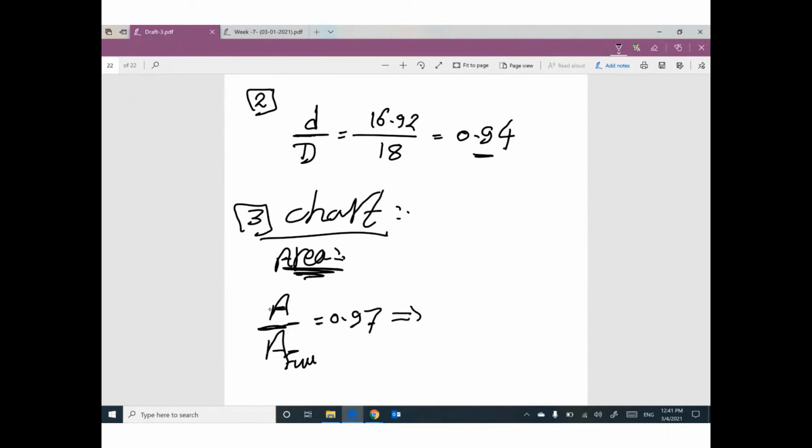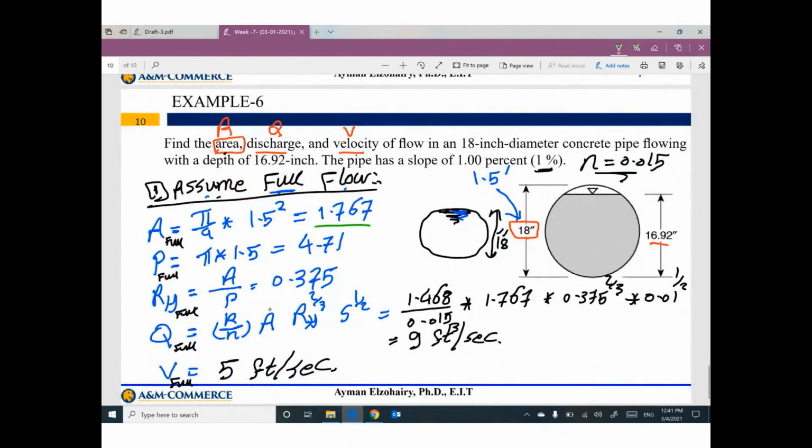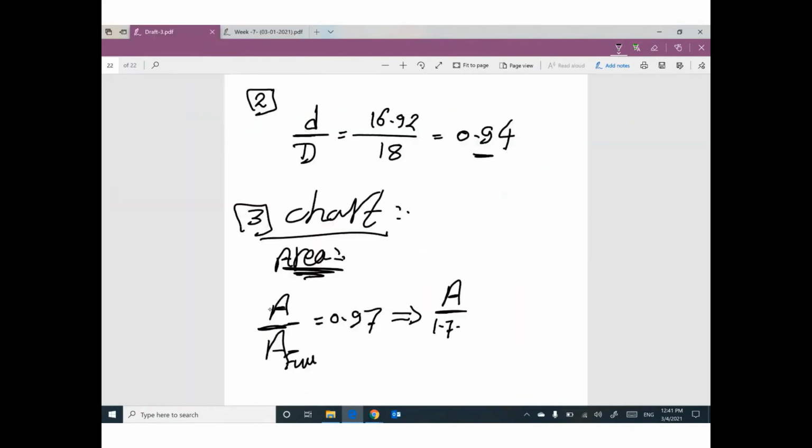So the required area divided by area full, 1.767, equals 0.97. So the required area equals 1.71 square feet.